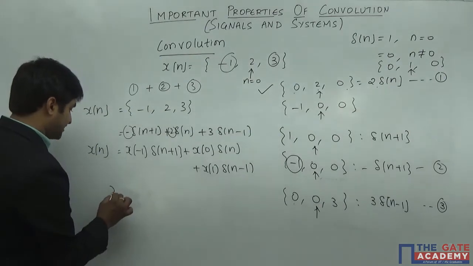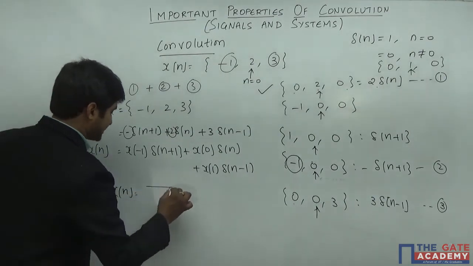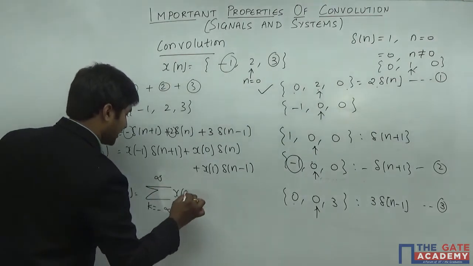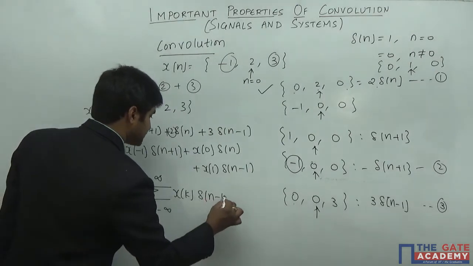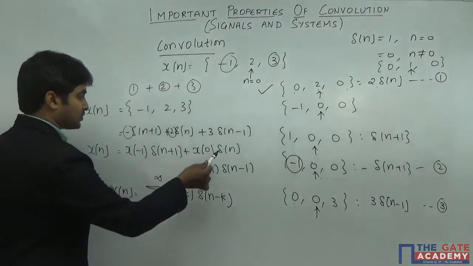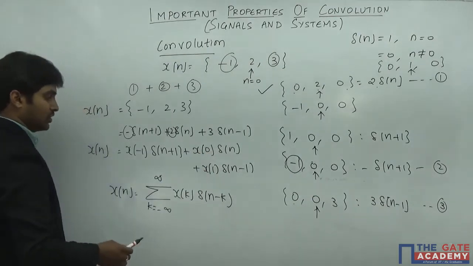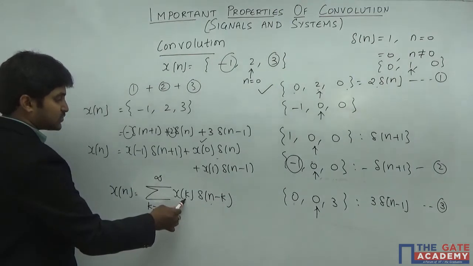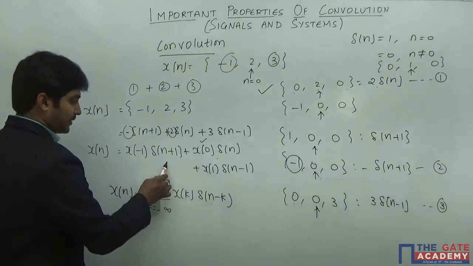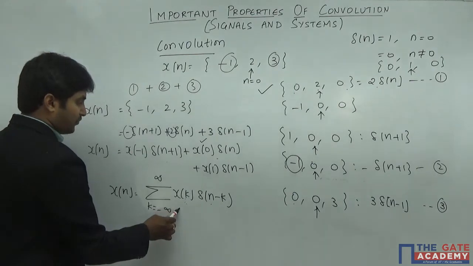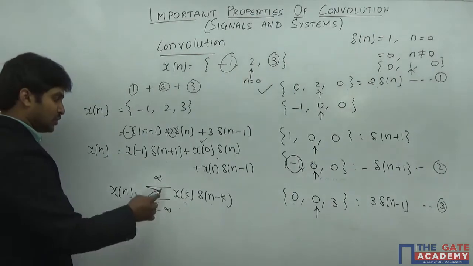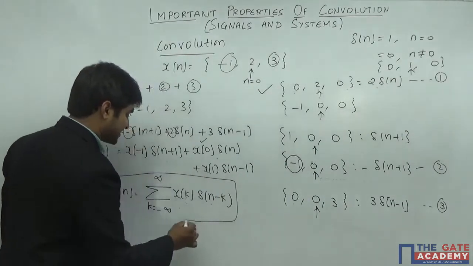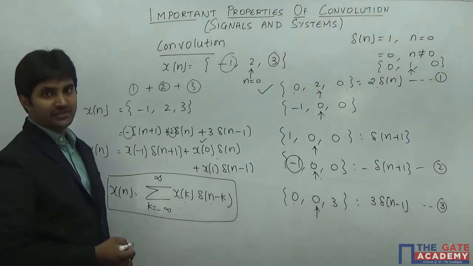So the generalized form of writing any signal x of n is nothing but sigma k equal to minus infinity to infinity x of k into del of n minus k. Now if you put the value of k equal to 0, then it is nothing but x of 0 into del of n. If I put k equal to minus 1, then it is x of minus 1 into del of n plus 1. If k is equal to 1, it is x of 1 into del of n minus 1. I am just adding all of them, so it is summation. So this is how I can represent any discrete time signal in terms of a shifted impulse.